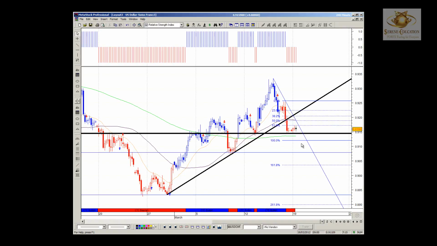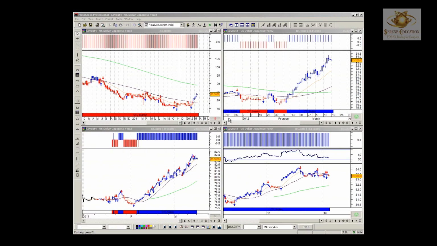We don't want to be trading into very strong support, or taking a trade to the downside at a very strong support. So rather wait for a break of that support, and we can actually trade it lower for the remainder of the week. Last pair of the day is US dollar Japanese yen.